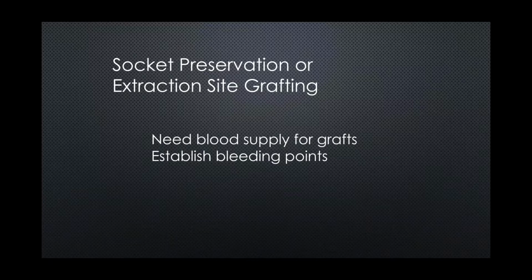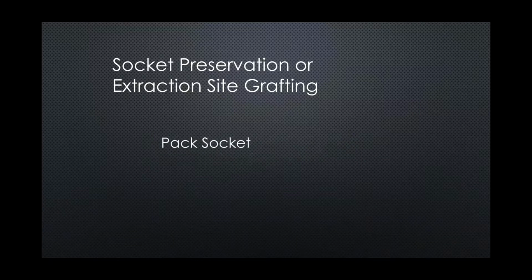You need blood supply. If you take a tooth out and you don't have blood supply, establish bleeding points. Take a quarter round burr, go into the lamina dura, pay attention again to surrounding anatomy. You don't want to go by the nerves or sinuses. Watch the roots of the adjacent teeth, but develop bleeding points. We need bleeding bone. Okay, then we're going to think in terms of packing the socket.